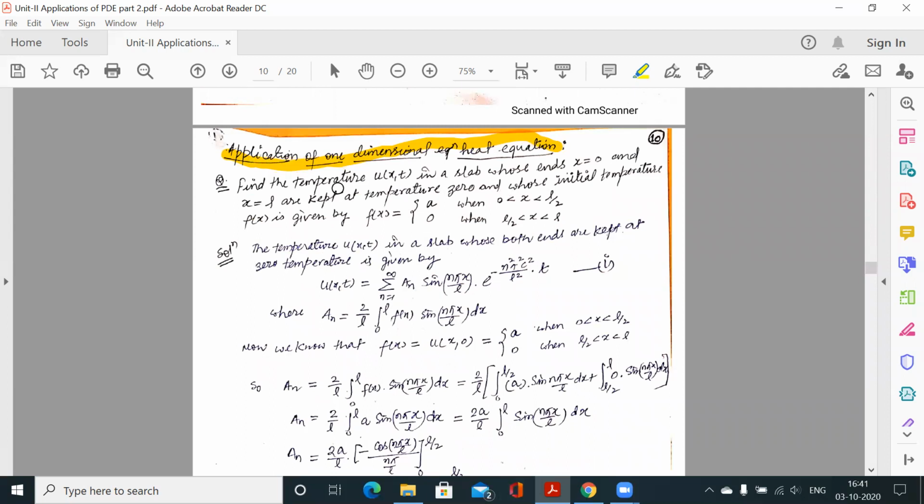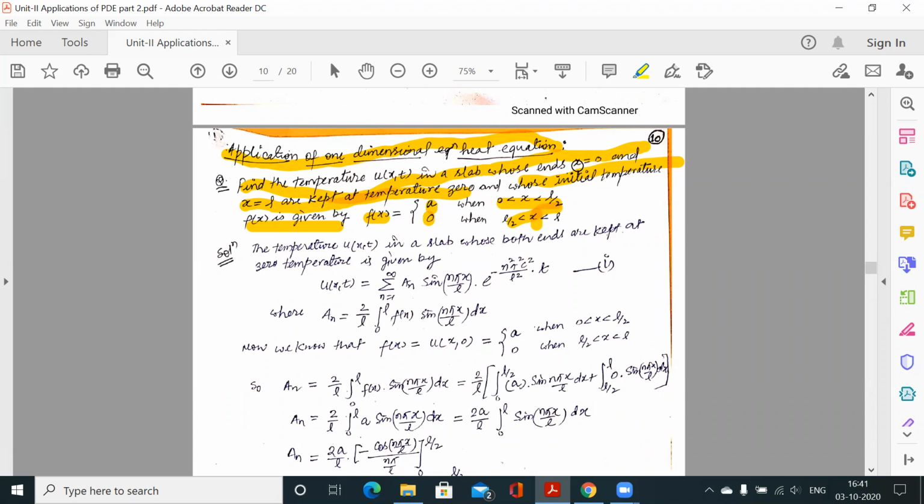So, application of the one dimensional heat equation. The question is: find the temperature u(x,t) in a slab whose ends x is equal to 0 and x is equal to L are kept at 0 temperature, whose initial temperature f(x) is given by f(x) is equal to A when x is between 0 to L by 2, and 0 when x is between L by 2 to L. So this was the condition in the heat equation. Both ends are at 0 temperature. So it is given.